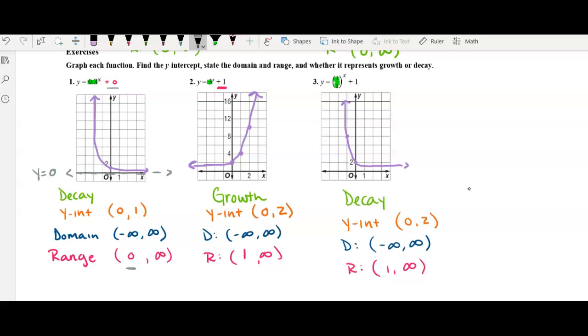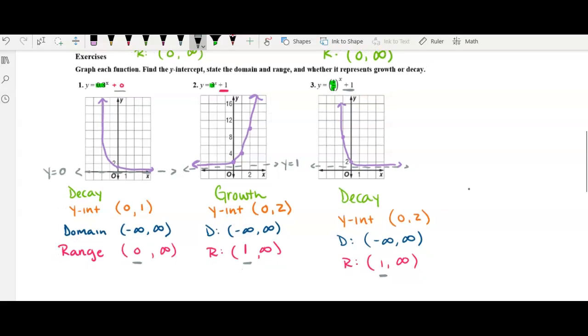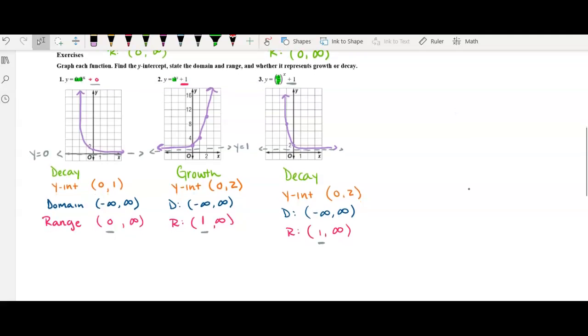Now, if we look at 2 and 3, both of them have a +1. We have the exponential +1 as our constant. So y equals 1 is the horizontal asymptote in both of these graphs. So the range goes from 1 off to infinity. The smallest y value it will ever be is 1. And then there is no largest y value. That's why we put infinity. It will continue to grow, or it will continue to decay.